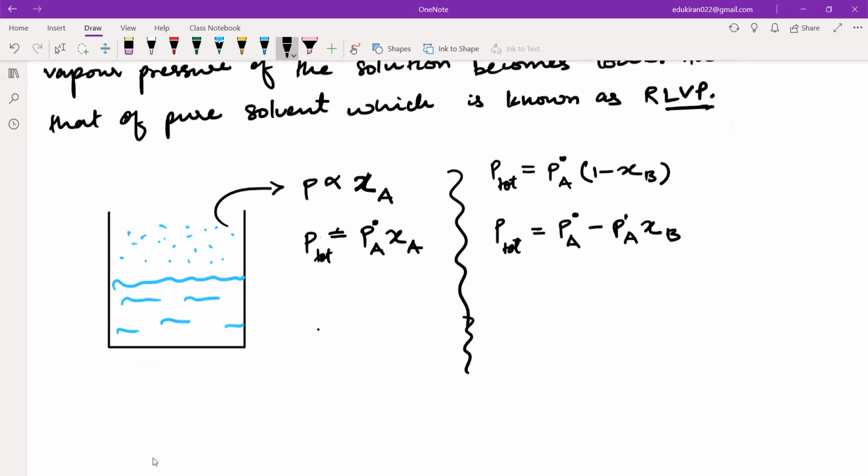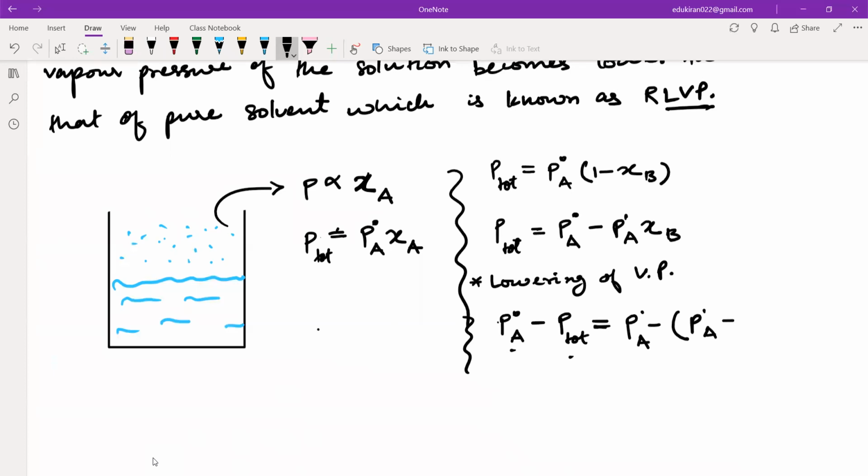First we will see the lowering of vapor pressure. Lowering of vapor pressure means, what was the pressure before adding the solute? Before adding the solute, the pressure was equal to P naught. And now the pressure is equal to P. This P is your P total. In place of P naught A, we will keep P naught A itself. In place of P total, what will we keep? P naught A minus P naught A chi B.